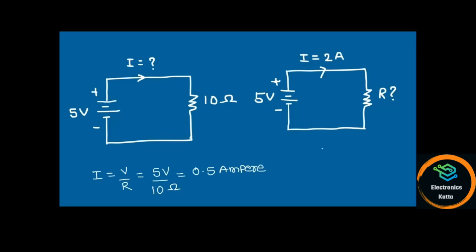Now in the second circuit, we have a 5 volt voltage source connected to an unknown resistor R, and the current flowing through this circuit is 2 amperes. We need to find the value of this resistance R. According to Ohm's law, I is equal to V divided by R, so R is equal to V divided by I. Here the voltage is 5 volts and the current is 2 amperes, so the value of the unknown resistance will be 2.5 ohms.